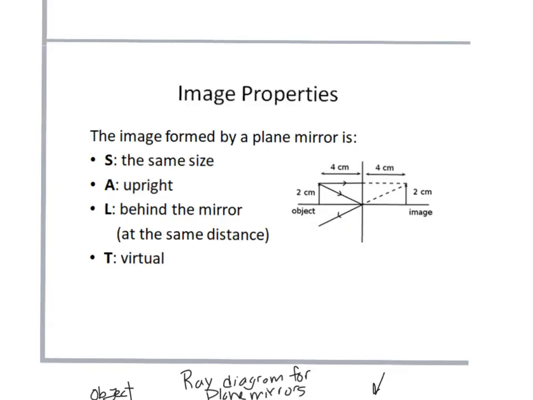Now it's important to know that the image properties, or the SALT, for a plane mirror will always be the exact same. The size should always be the same, the attitude should always be upright, the location should be behind the mirror at the same distance, and the type should always be virtual. Notice the same distance. So in theory, we could take out a ruler and measure these distances instead of drawing our incident and reflected rays. Anyhow, that's it for drawing plane mirrors.